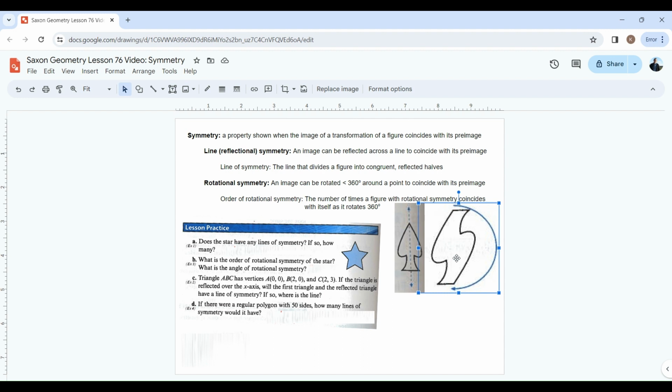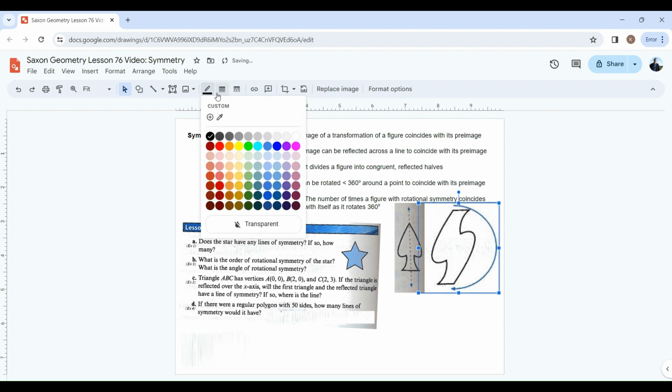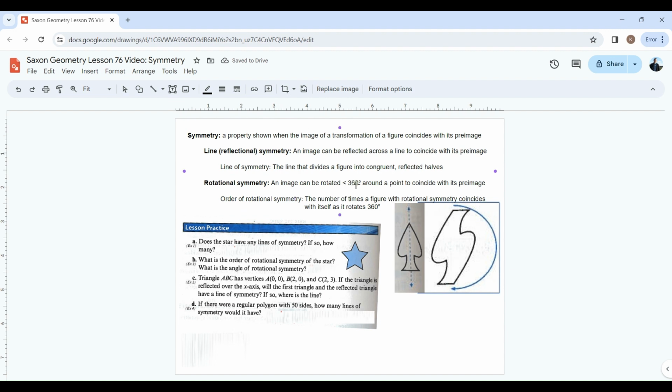All right, let's take a look at the practice problems. Letter A, does the star have any lines of symmetry, and if so, how many? Well, I can draw some lines of symmetry in, and actually drawing lines of symmetry is one of the best ways to find lines of symmetry. So I'm going to go ahead and draw a line on this star.